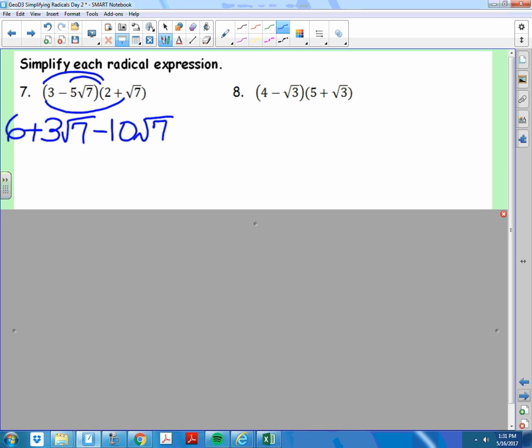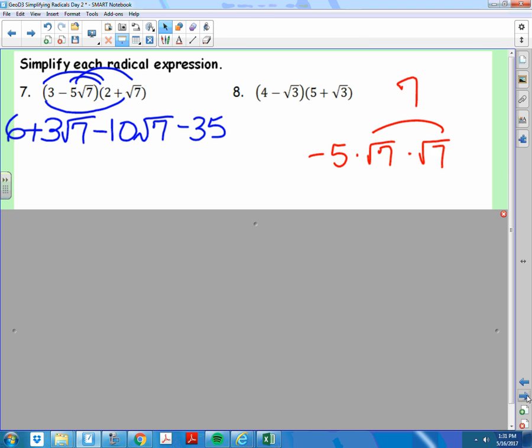And then we have the last 2, which is usually where kids screw up. If we multiply the last 2, it's negative 5 root 7 times root 7. What does root 7 times root 7 become? 7 times negative 5 is minus 35. If you have negative 5 times the square root of 7 times the square root of 7, this becomes 7. One step at a time.